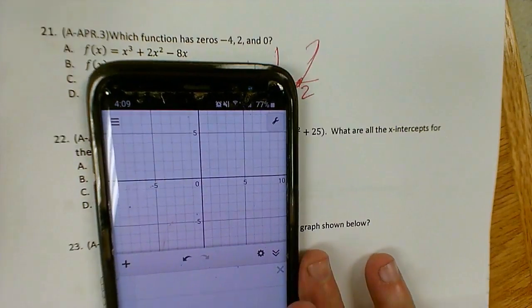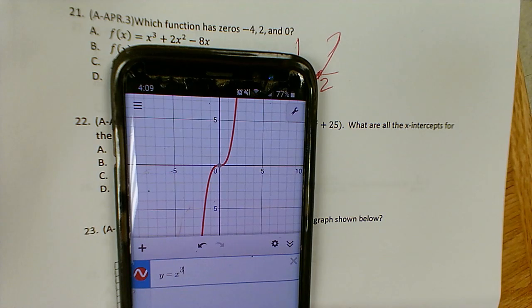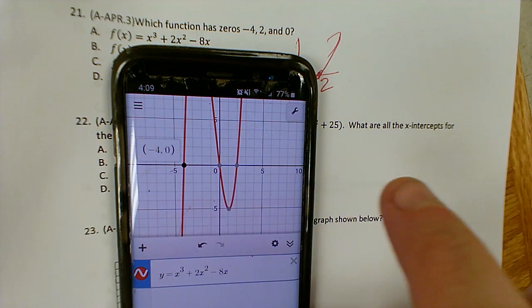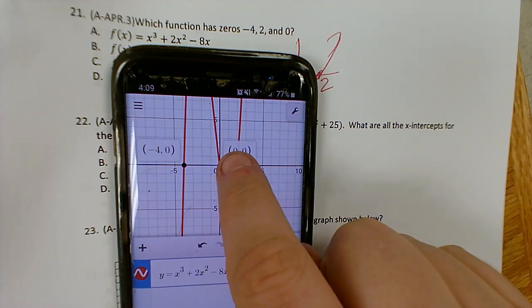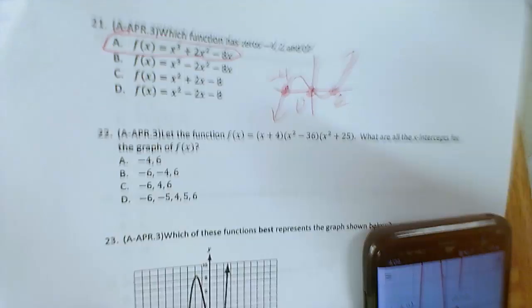So answer choice A, type in y, please be it, x cubed plus 2x squared minus 8x. -4, yay, 0, yay, 2, yay, done. Don't check the other ones. You're done. Done.